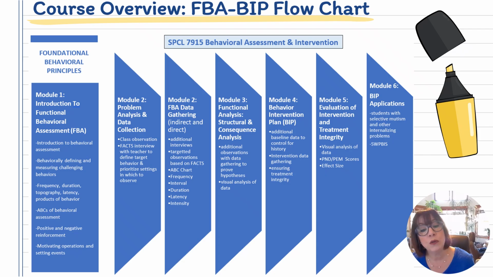In Module 2, we will explore data gathering strategies. In Module 3, we will go over data analysis strategies and hypothesis development. You will learn how to graph and evaluate the FBA data. In Module 4, we transition into the BIP, developing function-based behavior intervention plans. In Module 5, we focus on BIP evaluation and progress monitoring.